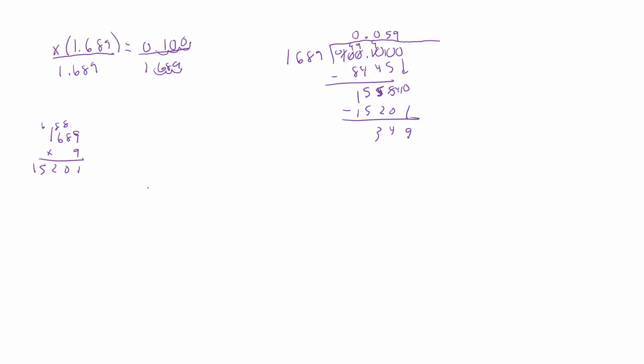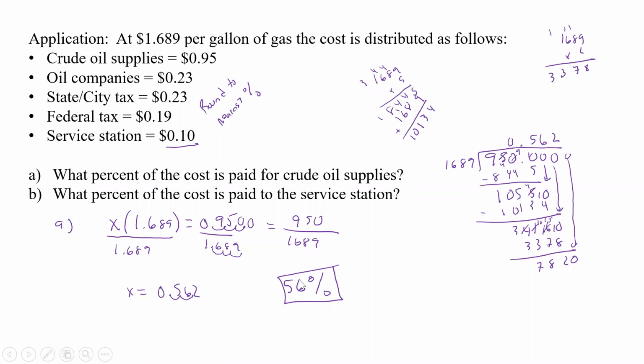So what we're going to do is we're going to say x equals 0.059. And rounding to the nearest whole number, when we do the decimal, we'll move that 2 places. So that's going to be 5.9%. The 9 rounds it up, and so that gives us 6%. Okay, so 6% of the cost then goes to the service station, whereas on this one for the crude oil supplies, 56% goes to those supplies.